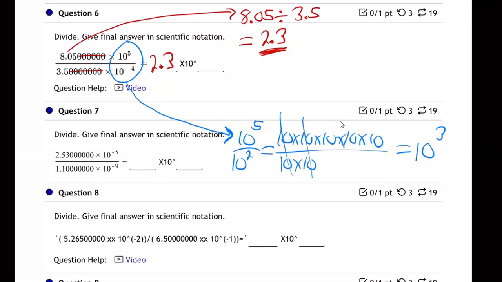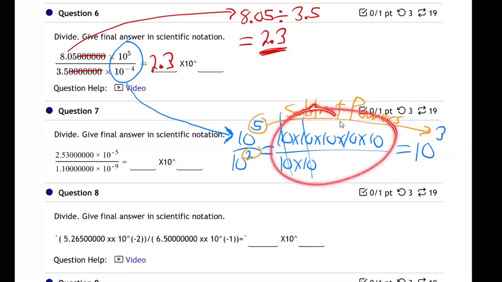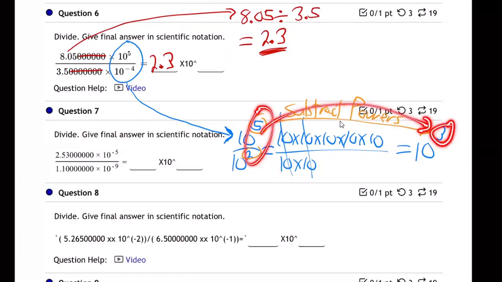3 tens. So what would be the shortcut? Just take 5 minus 2. Just subtract the powers. So again, I'm just proving what you guys already have observed to be true: that if you're dividing tens to powers, you should subtract the powers, right? That's the shortcut. That's the quick way. We don't want to write all this out every time, do we? We want to just subtract those powers, jump right to the answer.